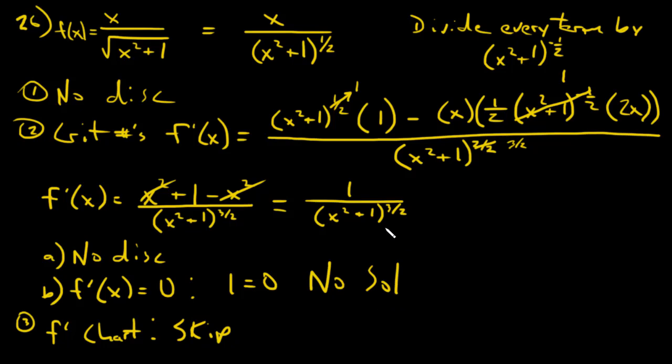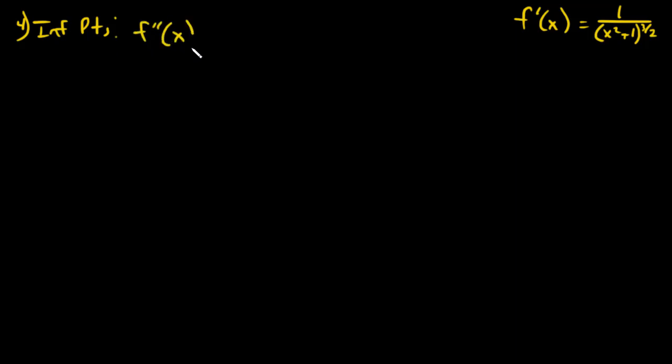Alrighty, not too bad. I've got my f prime of x, and now I can move into finding my inflection point. So let's clear this, and I'll do my f prime of x over here. F prime of x is equal to 1 over x squared plus 1 to the 3/2 power. Alrighty, so for step 4, I'm looking for my inflection points, and they occur when I have f double prime. Well, for f double prime of x, I'm going to rewrite this to make it even easier.